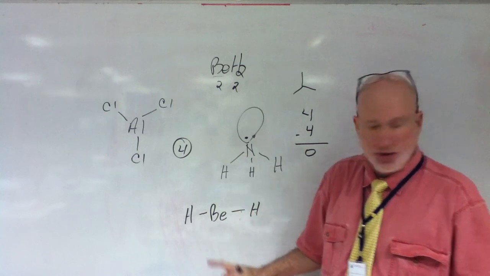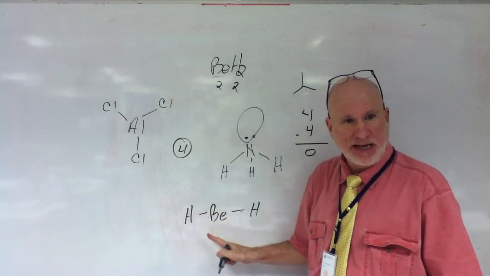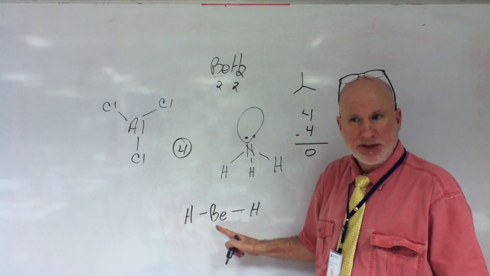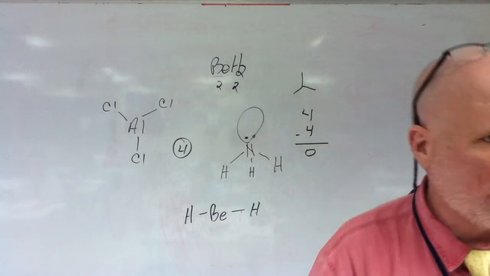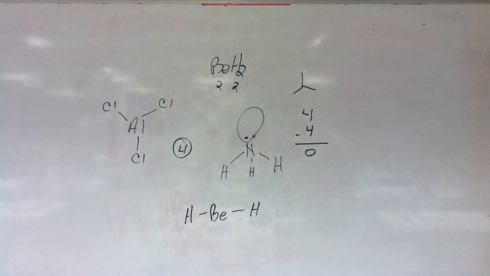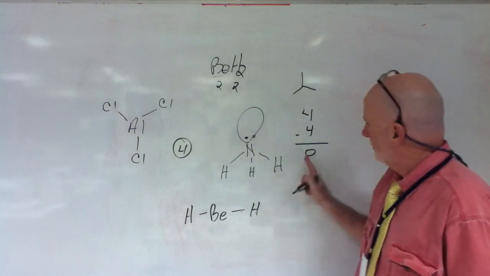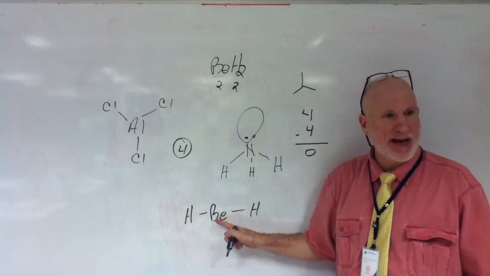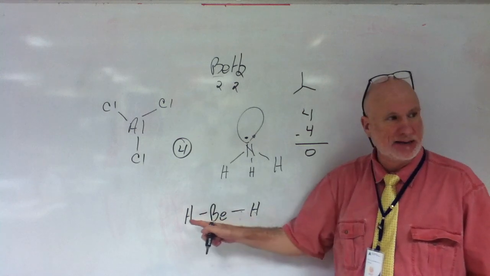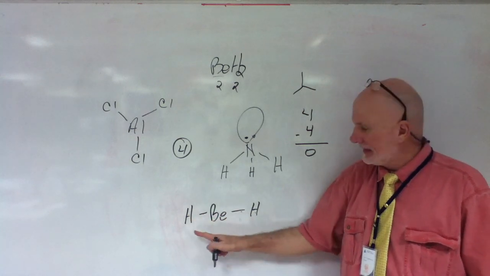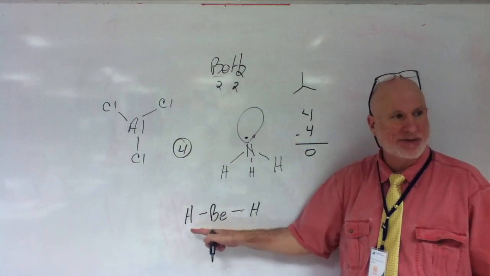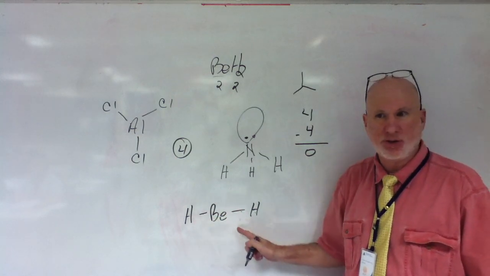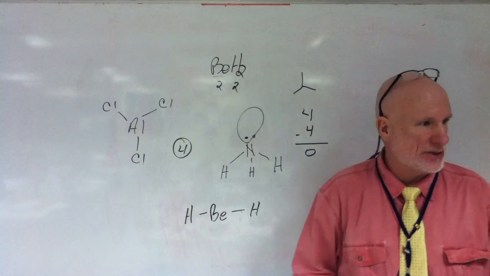So that's it. There's no extra pair of electrons on the central atom. The central atom is a metal, so it can have less than 8. So that's linear. These are repulsing each other relative to 180 degrees, right?